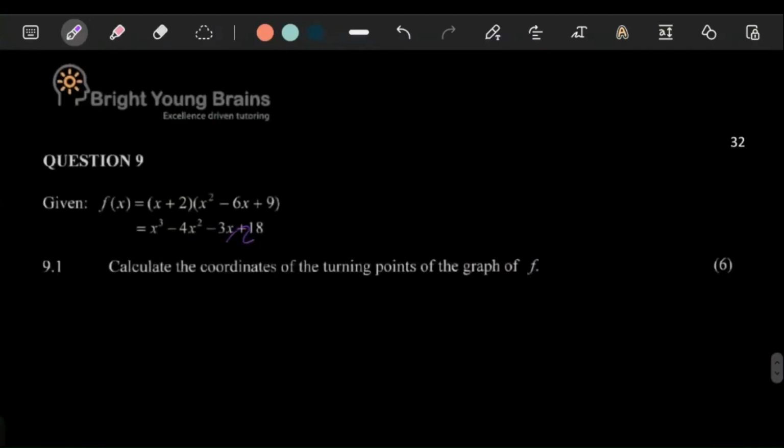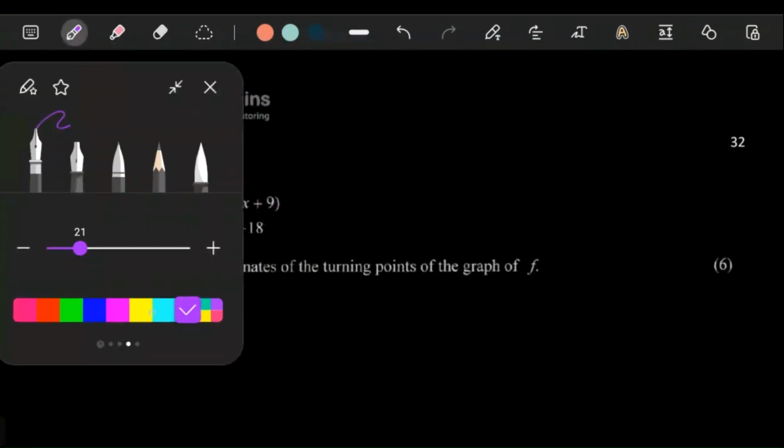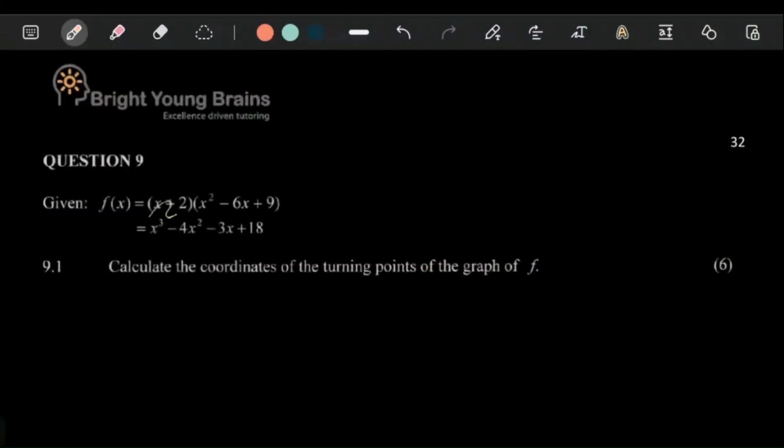Question number 9. We're still working with cubic functions. Given that this is the equation of f of x, this is quite a generous way to give a question, because they've given us the expression of f of x factorized and the whole expression. They're saying calculate the coordinates of the turning points of the graph of f. Calculating the turning points is quite straightforward. You're just going to differentiate your equation once, make it equal to 0.